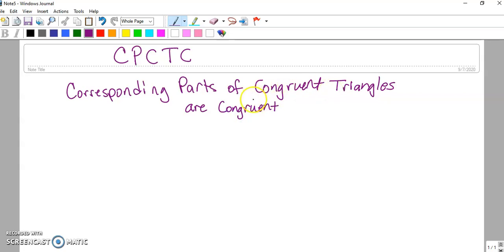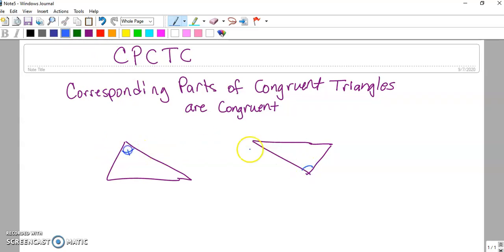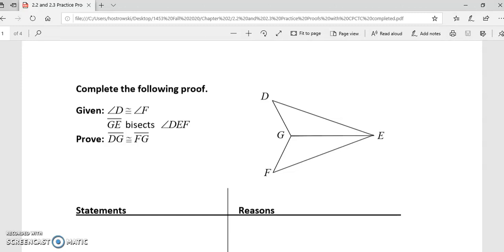Okay, so if I get two triangles in somewhere and I know that they are congruent, then I would know that the corresponding parts of those triangles are congruent. Okay, and we did that with triangle Max and triangle Joe. It's just that sometimes, depending on what the proof is asking us to do, we need to use CPCTC. So let me just show you where this comes up in one of these proofs.